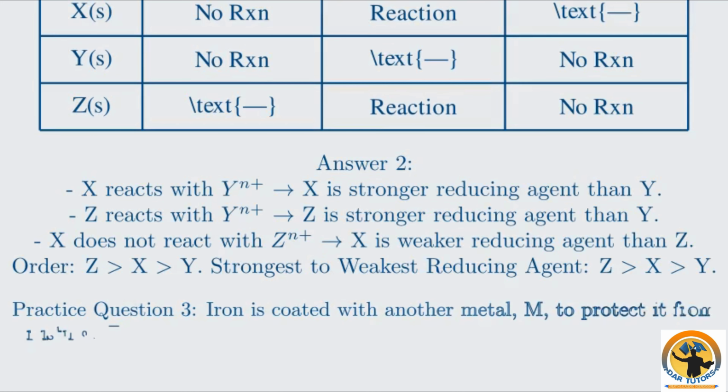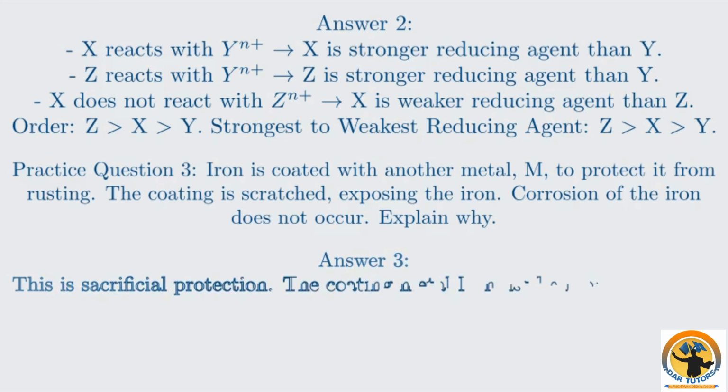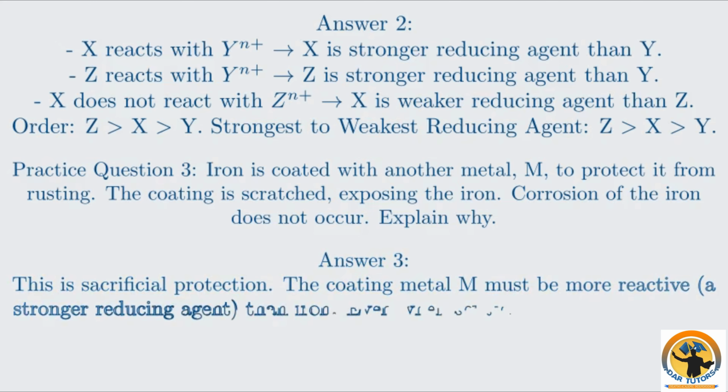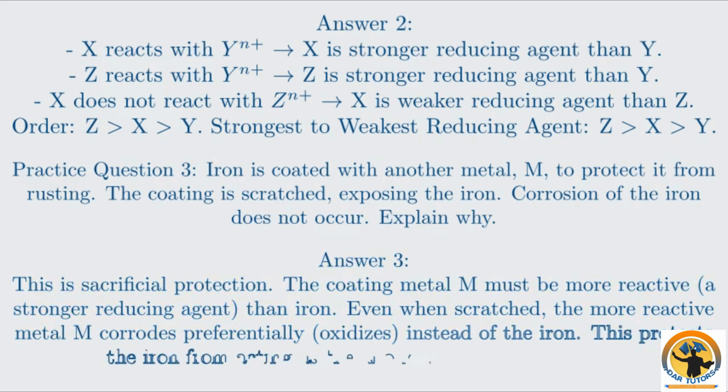Question 3 asks about a protective coating for iron. This is a sacrificial protection scenario. For the iron not to corrode, metal M must oxidize in its place. This means M must be a stronger reducing agent, or more reactive, than iron.